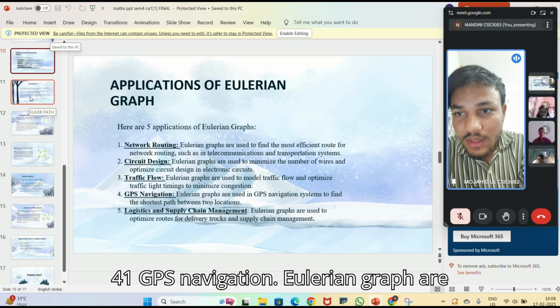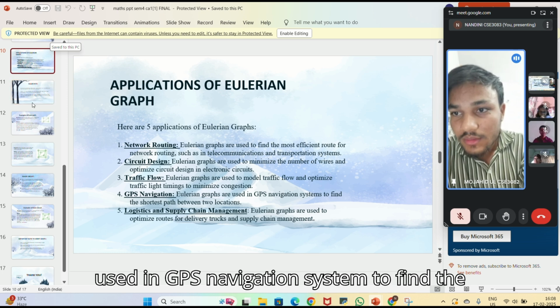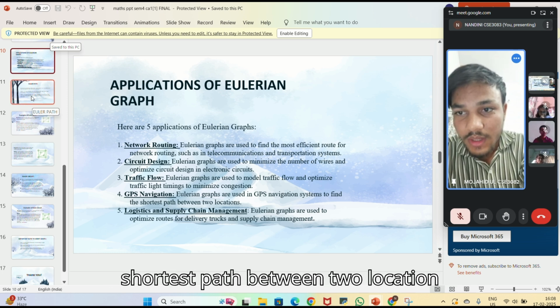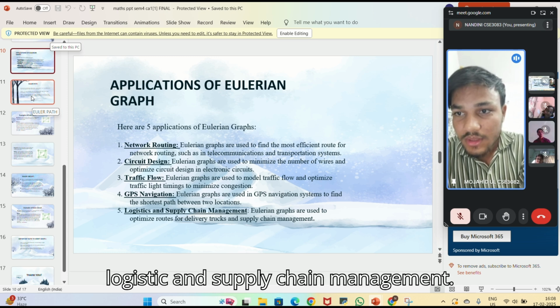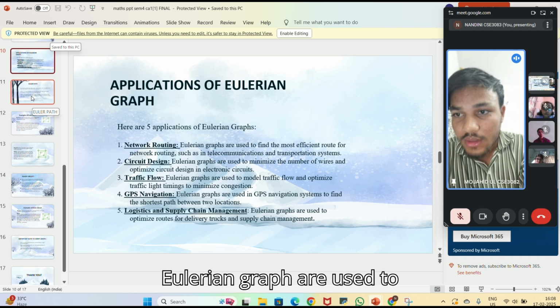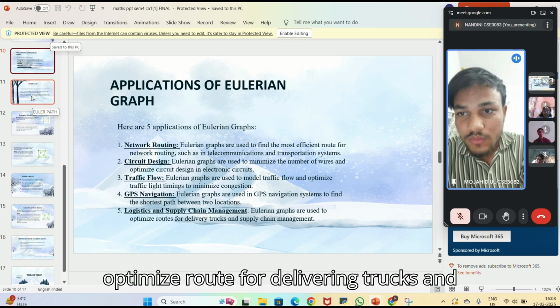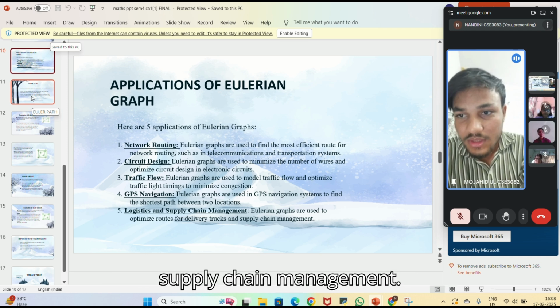Fourth one, GPS navigation. Eulerian graphs are used in GPS navigation systems to find the shortest path between two locations. Logistic and supply chain management. Eulerian graphs are used to optimize routes for delivery trucks and supply chain management.